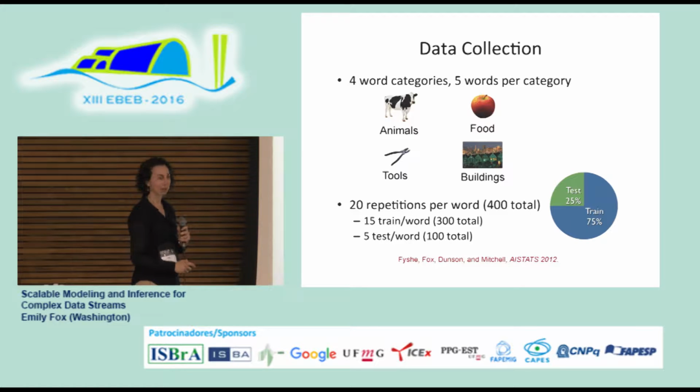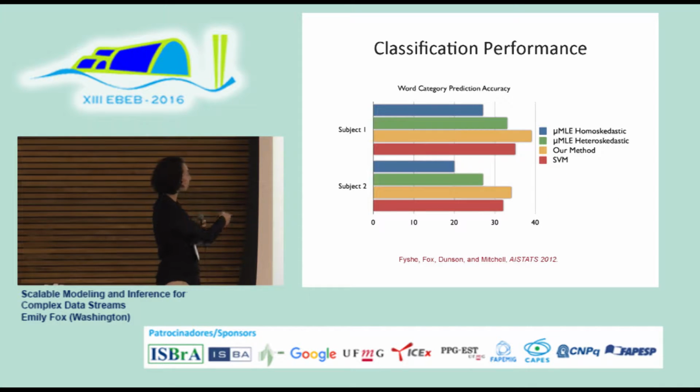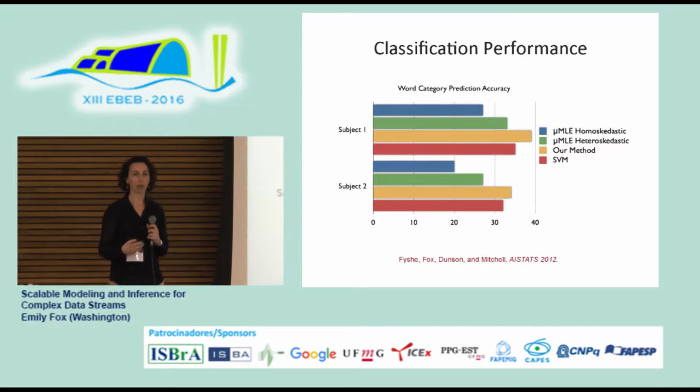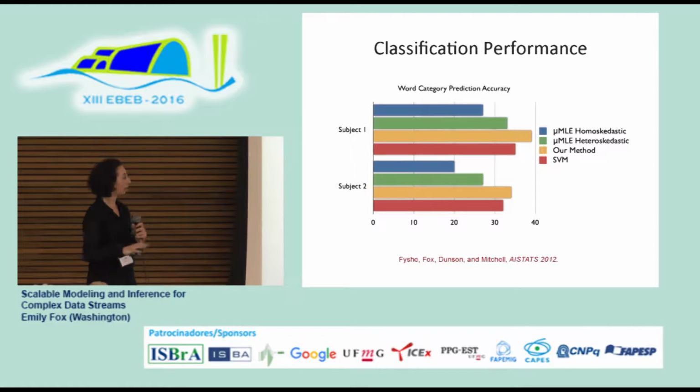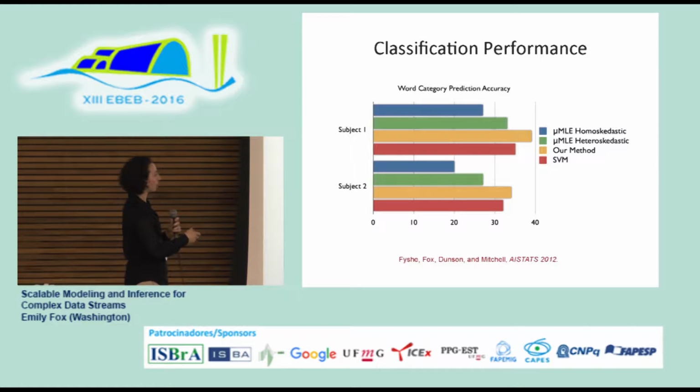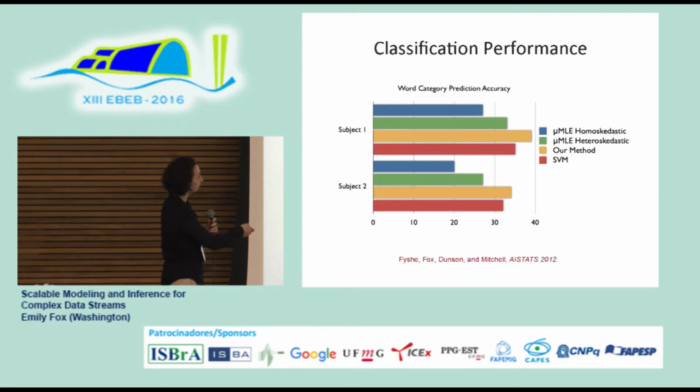This says exactly what I just said, so moving on. There are 2 different subjects that underwent this study. Here we're showing the word classification performance, where the blue bar represents the performance of a model that allows for a time-varying mean but a static covariance. The green bar allows for the same time-varying mean, but now a time-varying covariance, inferred just using standard kernel-based methods. So nothing having to do with our model.